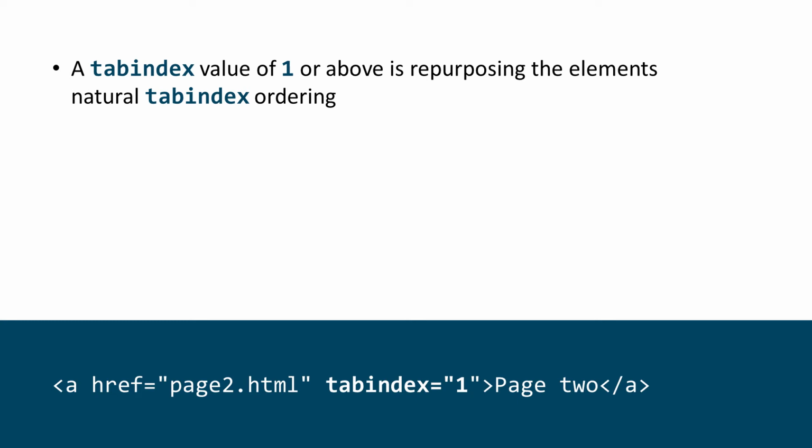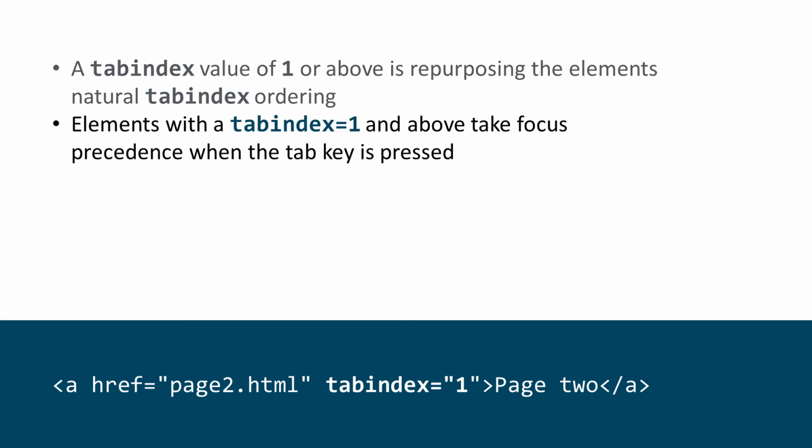Users expect the focus elements on a page to be navigable from the keyboard in a sequential order. How elements are laid out on screen should be how they receive focus, but this all changes with a tabindex value of 1 or above. This is repurposing the element's natural tab index ordering. Elements with a tabindex 1 and above take precedence when the Tab key is pressed, and they have an elevated priority to be focused first.